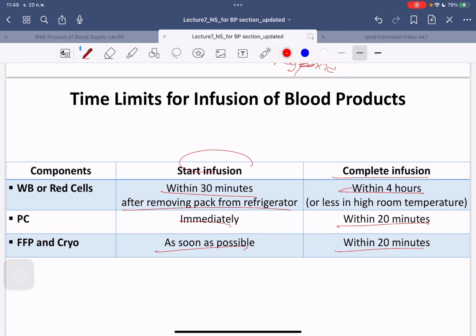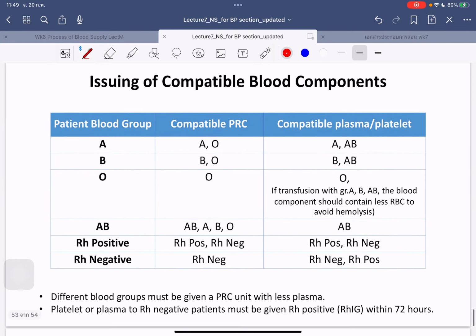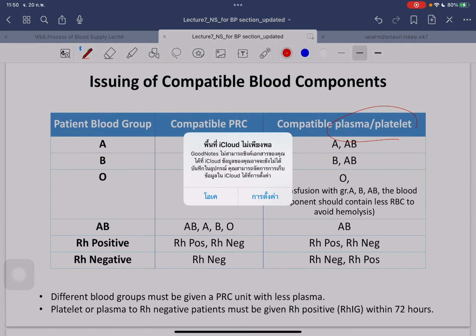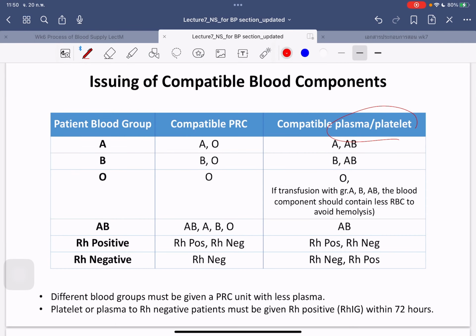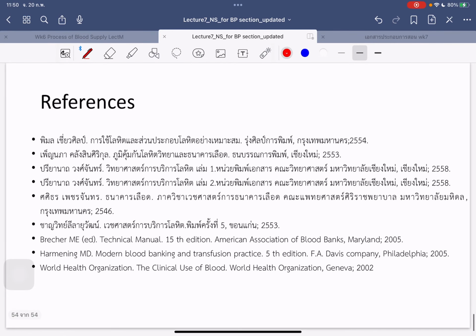For packed red cells, the red blood cell component should be ABO compatible. If you cannot find the matching ABO blood group, you can use compatible ones, such as if the patient's blood group is A, you can transfuse blood group O. But for plasma or platelets, for a patient with blood group A, it should be transfused blood group A or AB. You already learned this in lecture 2, right? Do you have any questions?